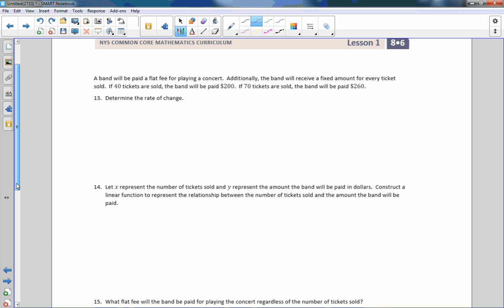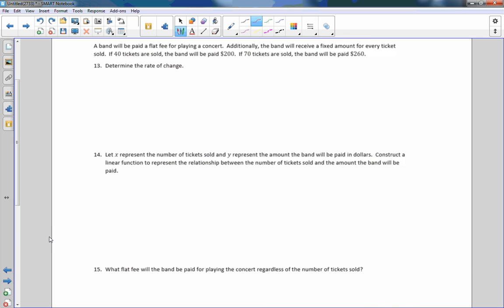Okay, next question says a band will be paid a flat fee for playing a concert. Additionally, the band will receive a fixed amount for every ticket sold. If 40 tickets are sold, the band will make $200. If 70 tickets are sold, the band will make $260. Determine the rate of change.